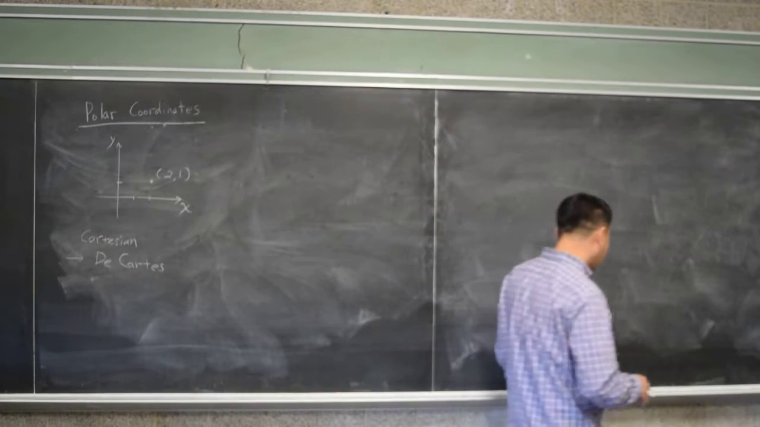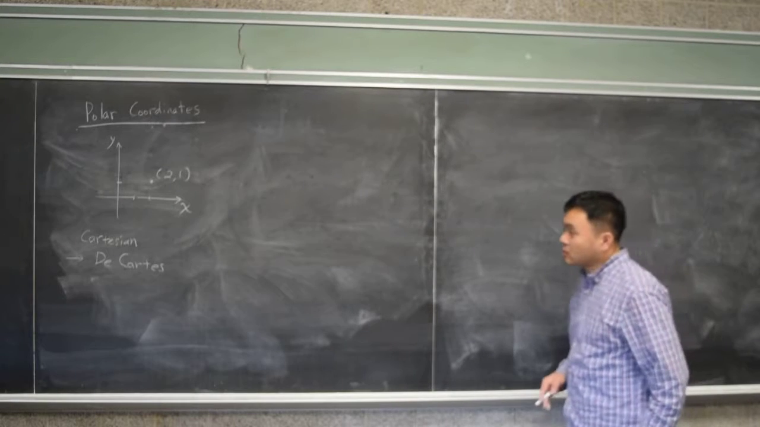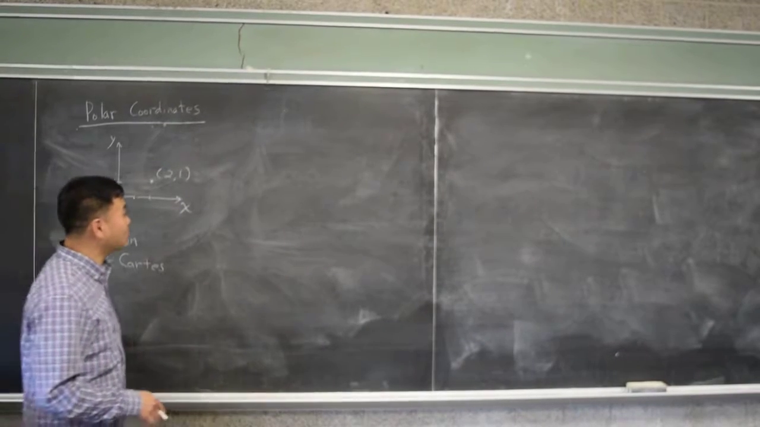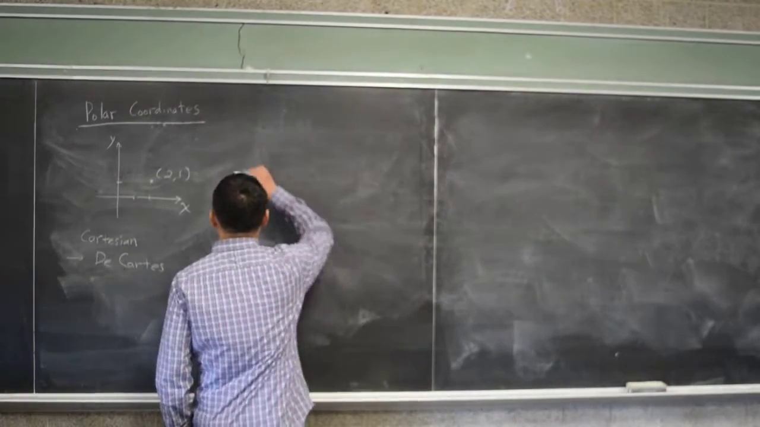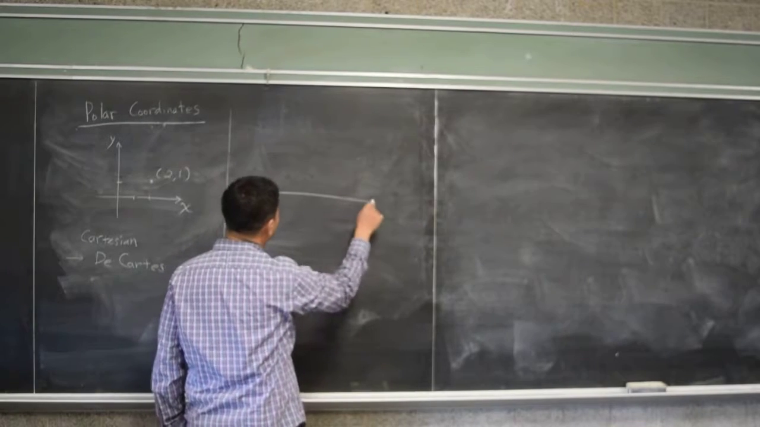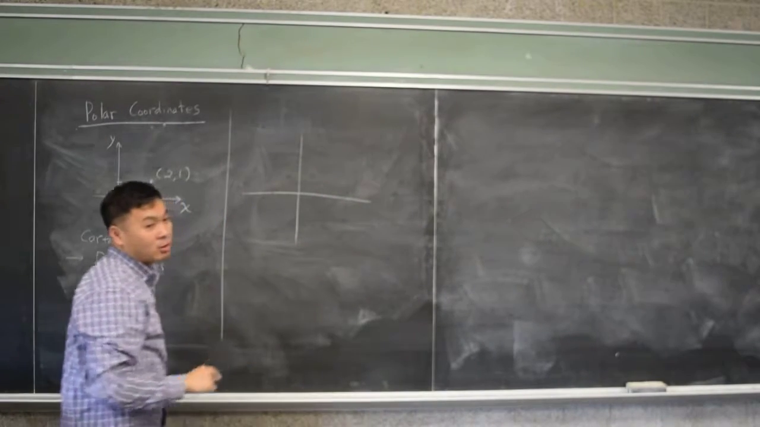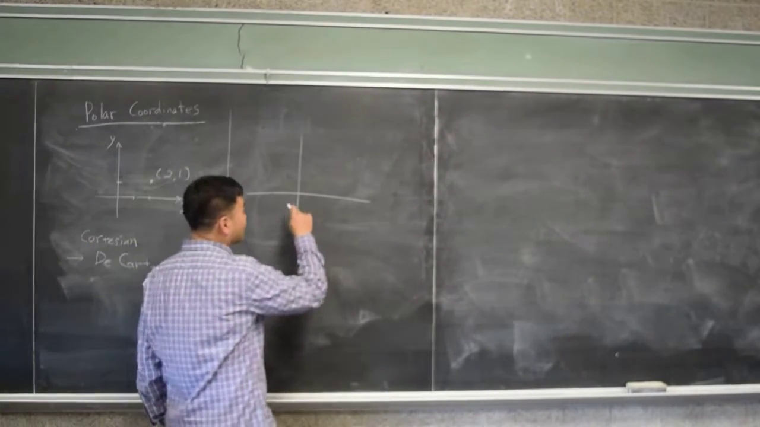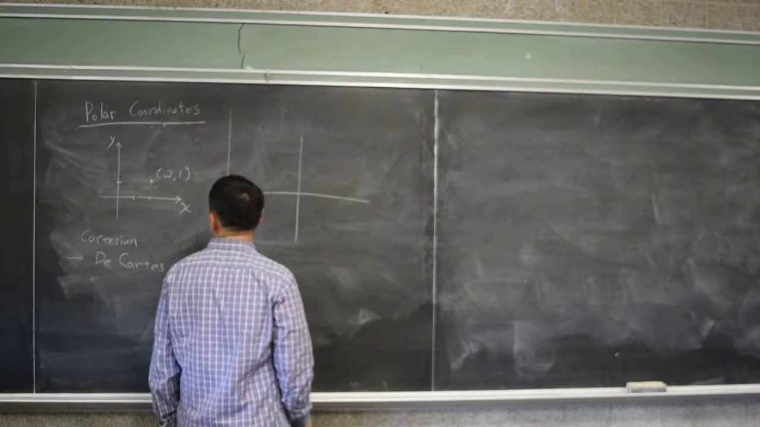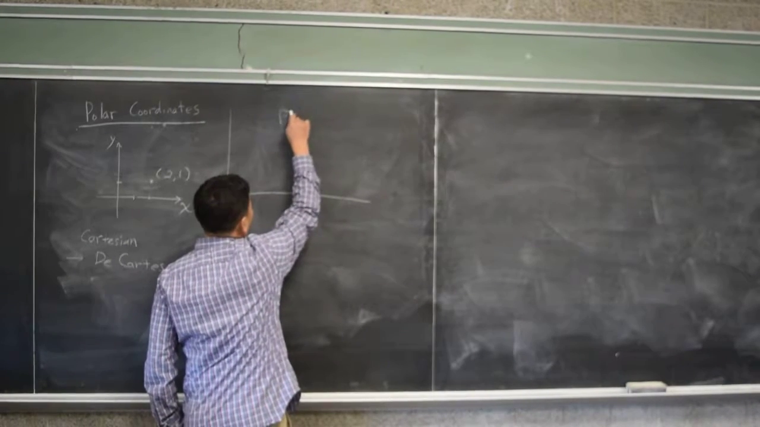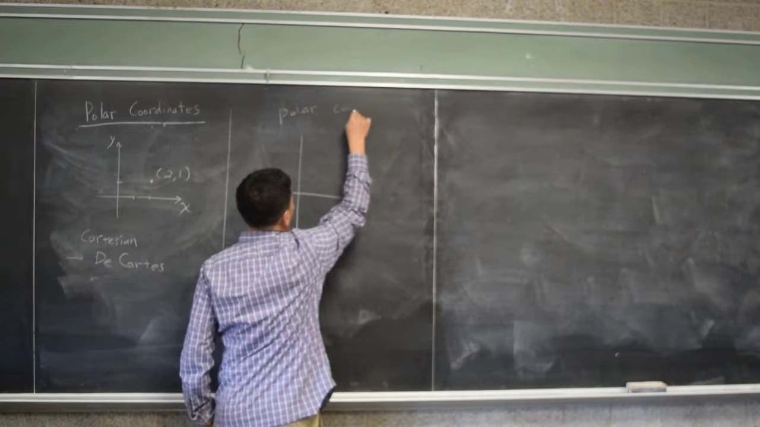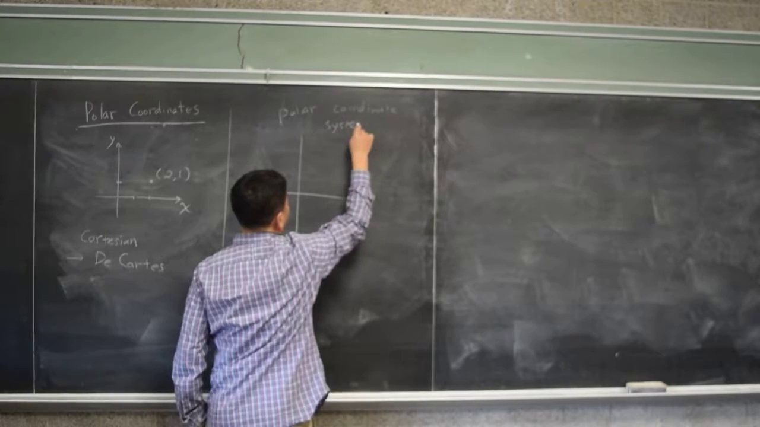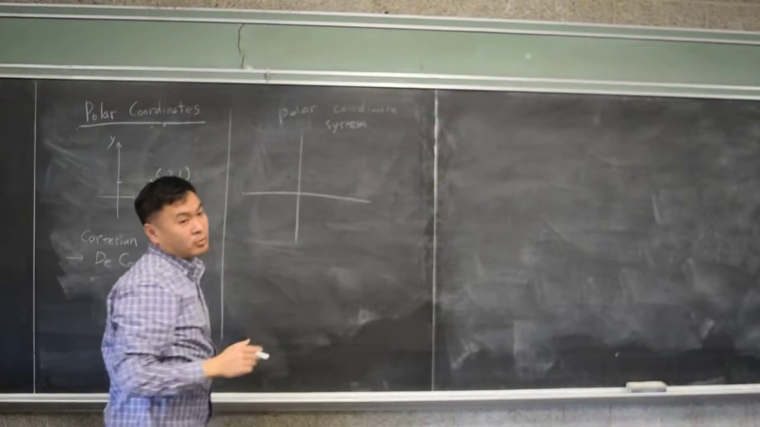Well, it turns out that sometimes this way of describing position is not the best. Sometimes you want something else, and that's what I'm trying to talk about today. So there's another way to talk about the position of the fly, or a position of a point in the plane, which is called the polar coordinate system. And it works like this.